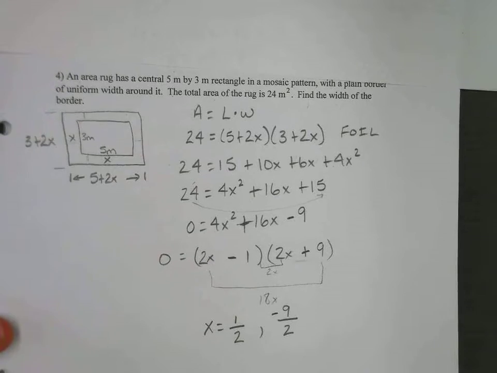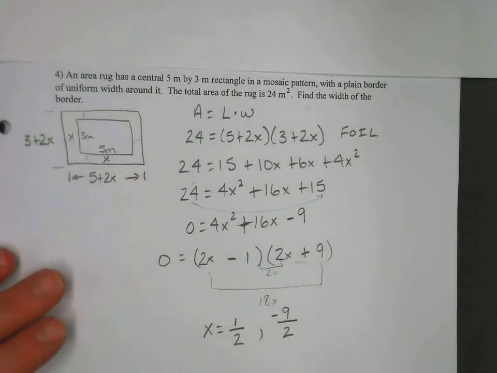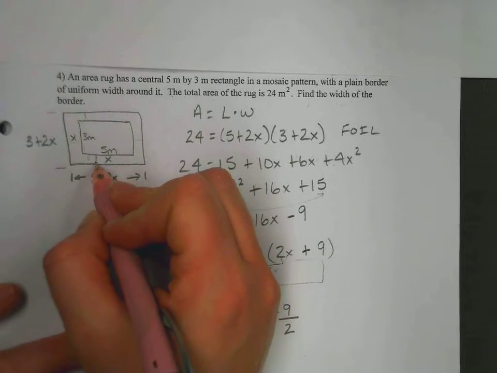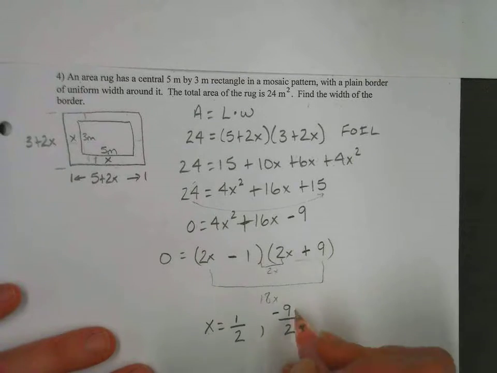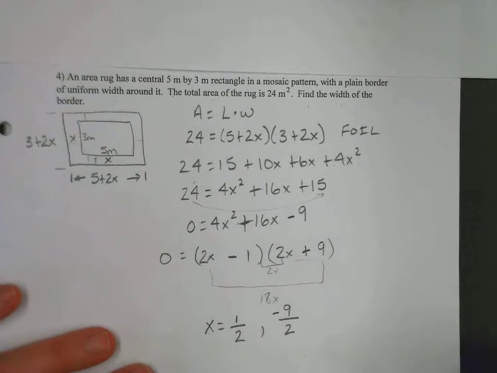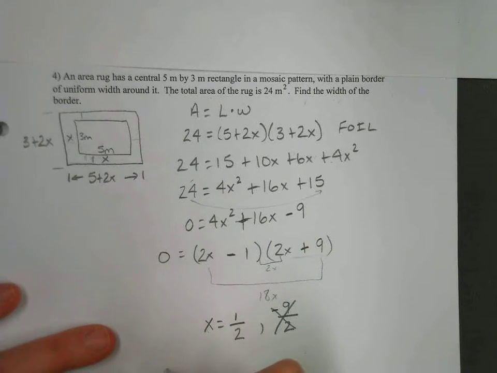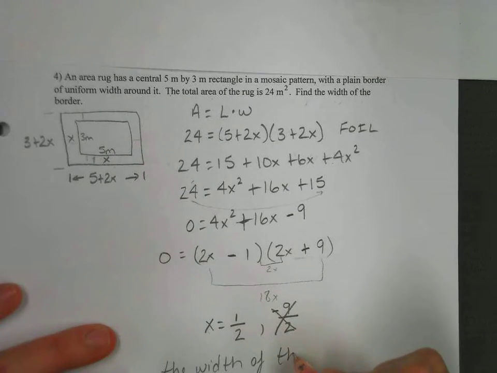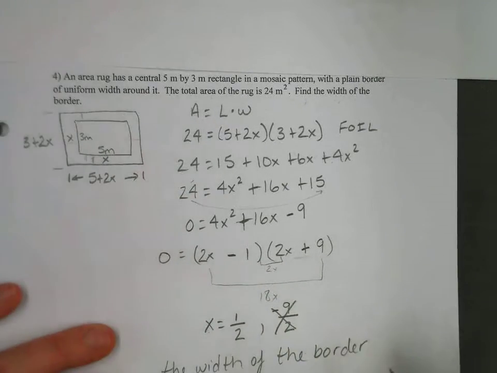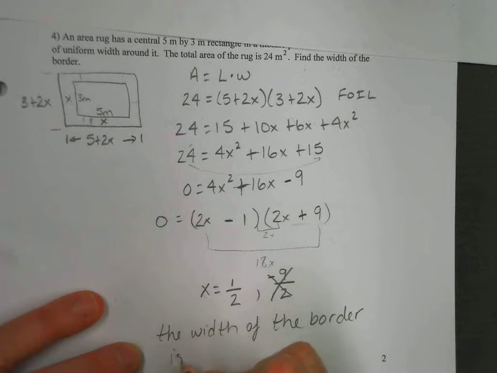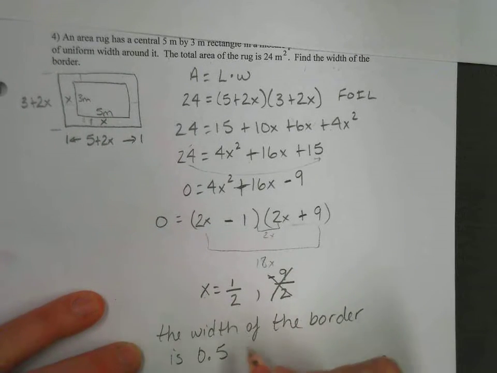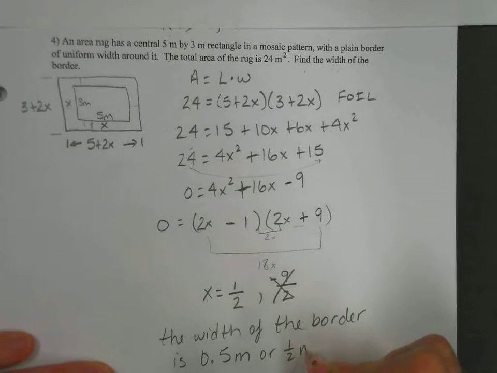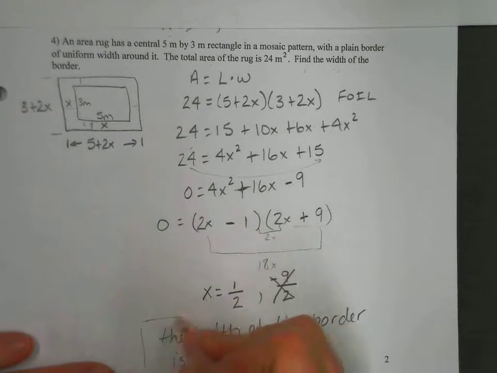So again, I'm going to go back to the question and think about my answers. Do I discard one? Do I keep them both? What do I need to do? Well, what does X represent? X represents the width of my border. And so we obviously cannot have negative width. So I'm going to discard this answer, and the width of my border is 0.5 meters, or 1/2 meter. Done.